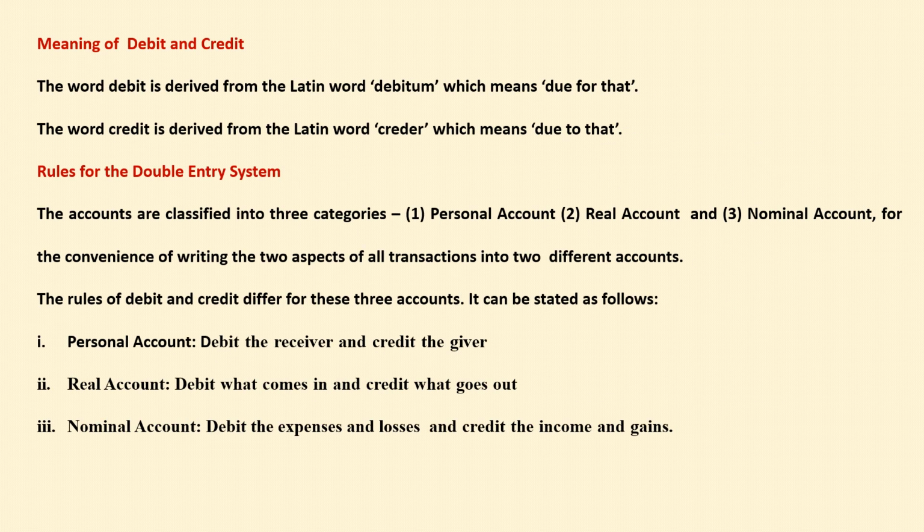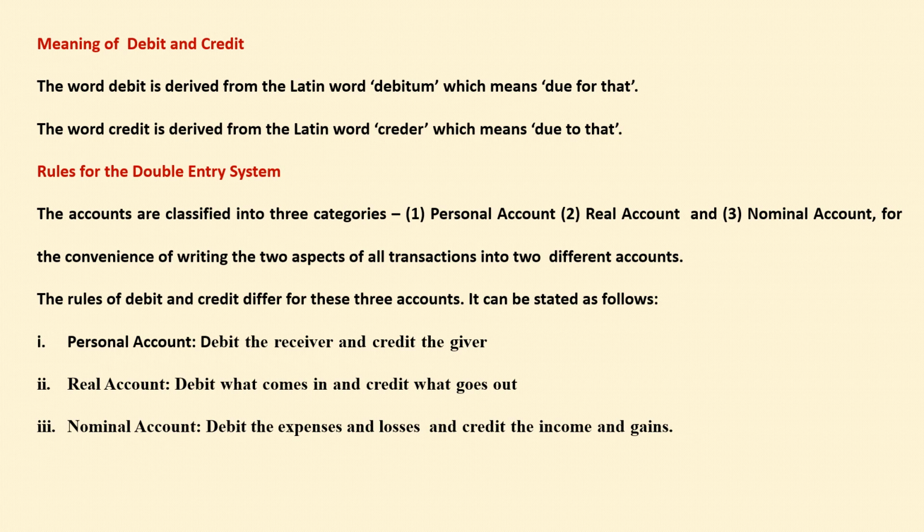Now let us study about the meaning of debit and credit. Debit is derived from the Latin word debitum, which means due for that. The word credit is derived from the Latin word credere, which means due to that. Rules of double entry system.